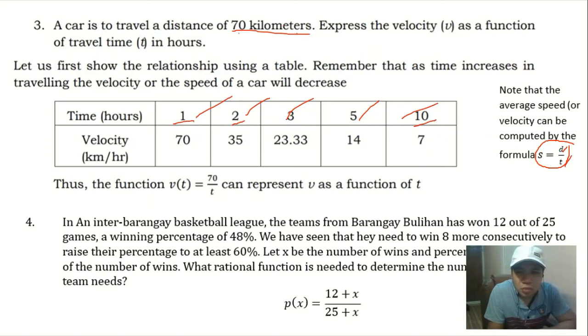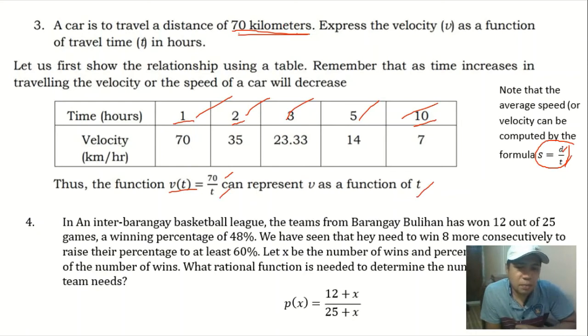Okay, so, check natin. Ang function natin is velocity in terms of time is equals to 70, yung distance, all over t. Kaya, 70 divided by 1 is 70, 70 divided by 2 is 35, and so on.